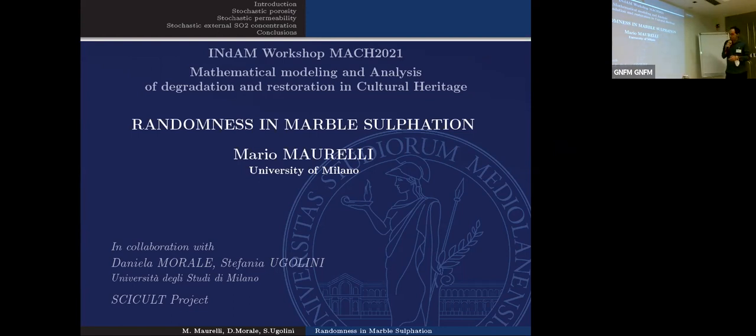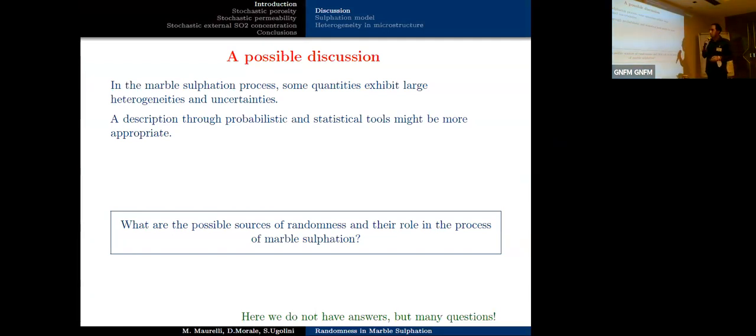Okay, so as I was saying, we would like to put some randomness in the marble sulphation. Why should you do that? Well, the idea is that, as we will see, some quantities exhibit large heterogeneities and uncertainties, and for this reason, describing these quantities just as deterministic fixed quantities may not be that appropriate, and rather the description through probabilistic and statistical tools is probably more appropriate.